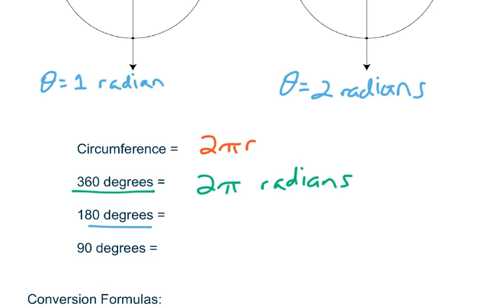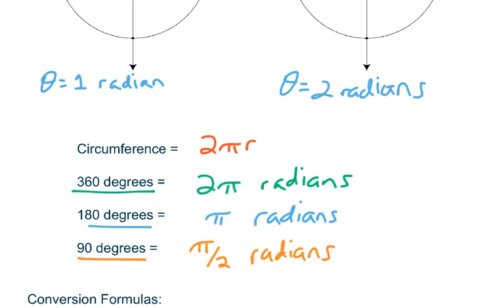If we want to think about 180 degrees, that would be halfway around the circle. It would be half of our 360 degrees, so we just take this and cut it in half. Half of 2 is 1, so 180 degrees would be pi radians. And 90 degrees, let me fix that, radians. And if we wanted to think about 90 degrees, I'm going to do this in orange, we would just cut our 180 in half. So pi cut in half is going to be, well, we'll just say it's pi over 2 radians. So those are very common measures from degrees to radians.